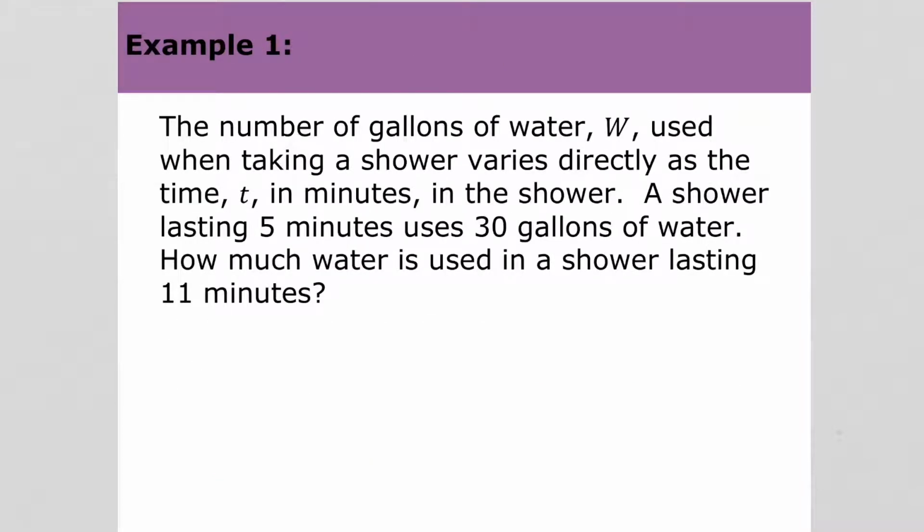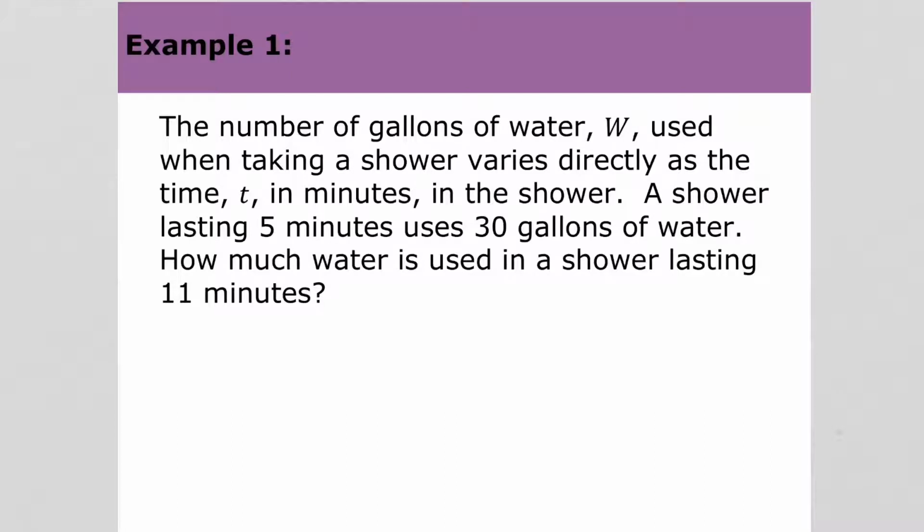So for example 1, it says the number of gallons of water, W, used when taking a shower varies directly as the time T in minutes in the shower. A shower lasting 5 minutes uses 30 gallons of water. How much water is used in a shower lasting 11 minutes?